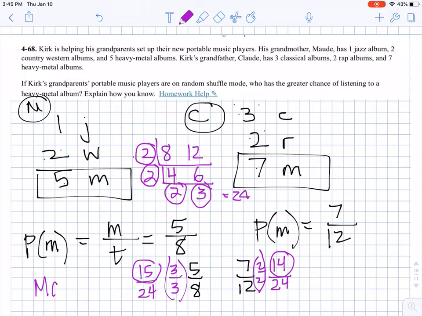15. So Maud has a higher chance of listening to a metal album, but it's not bigger. It's not that much bigger, right? It's very small.